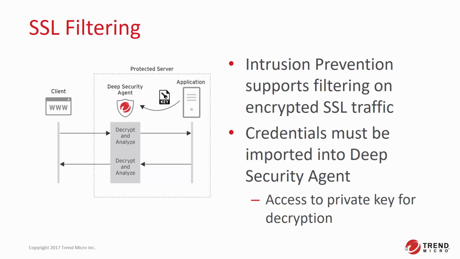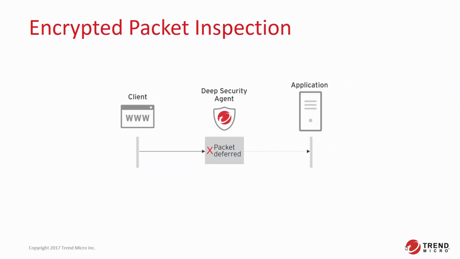If the packet is part of an SSL connection, the Deep Security Agent and the network driver need to decrypt the traffic to perform intrusion prevention filtering. If you're using PEM or PKCS12 credentials, the administrator must identify the location of the credential file and the passphrase to permit decryption. Each time an SSL packet passes through the Deep Security Agent, the traffic is decrypted and analyzed. This decryption is applied to both incoming traffic and its corresponding response.